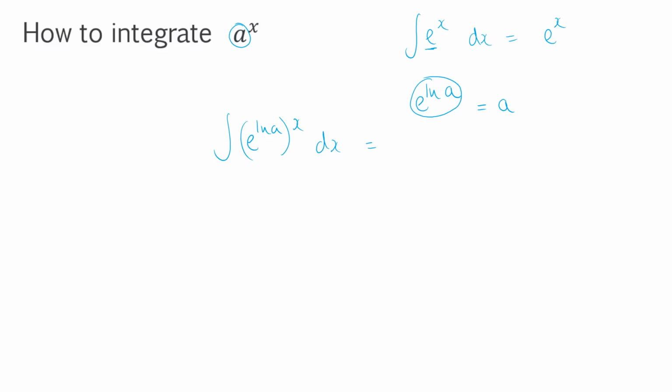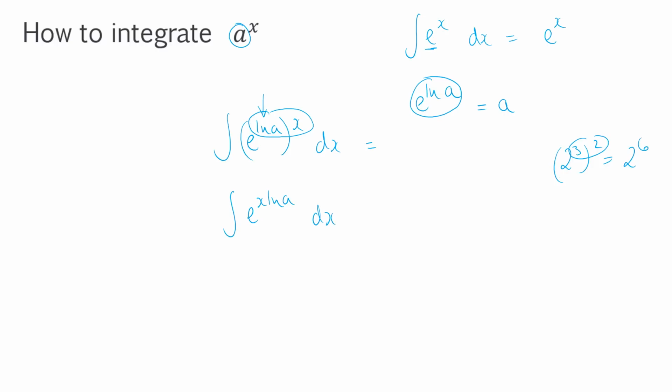So we can multiply these two together, remembering that ln of a is just a constant. When you've got 2 cubed all squared, you just multiply those together. That would be 2 to the 6. So this is going to be the integral of e to the x ln of a dx.